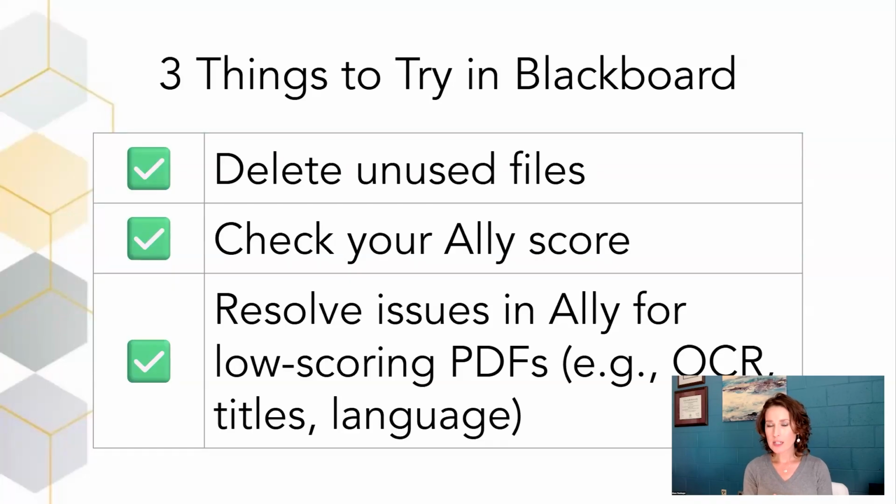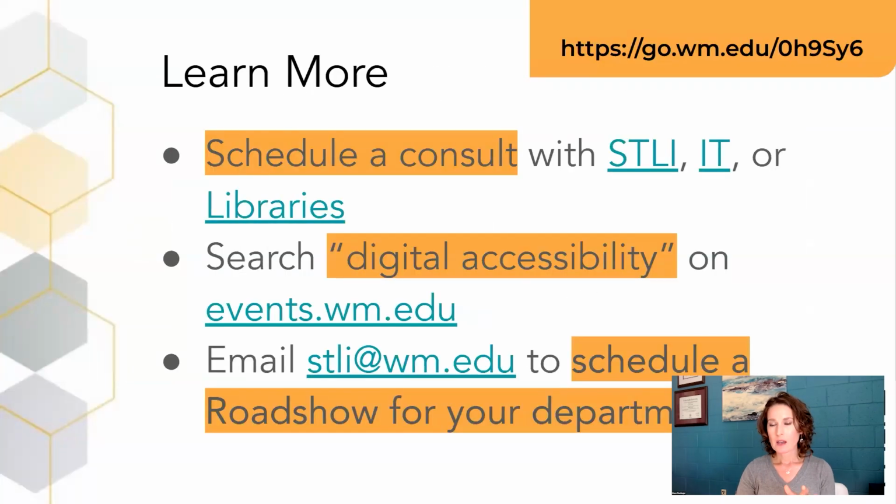If you have already checked your Ally score, but you haven't looked recently, just within the last couple of months, Ally has added some functionality to be able to resolve issues with PDFs right in Blackboard without having to download, use Adobe Pro to fix it, re-upload, none of that. You can scan it and make it machine readable. You can add a title, you can set the language without ever leaving your course. So that's really a huge functionality upgrade.